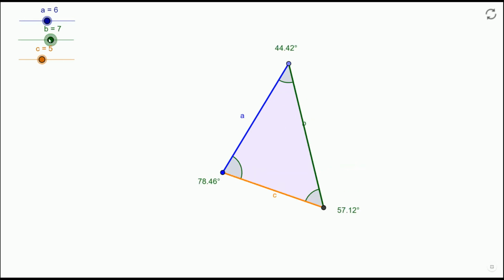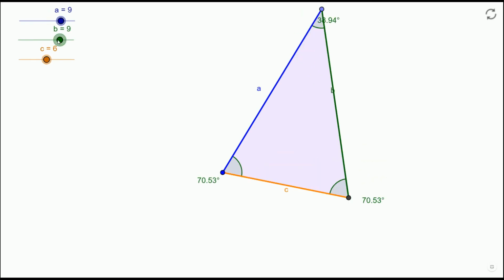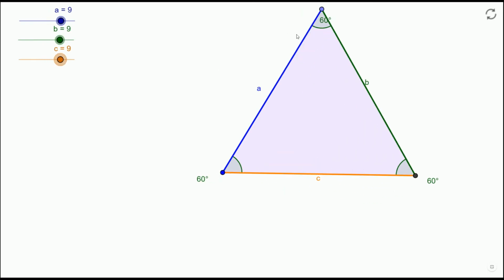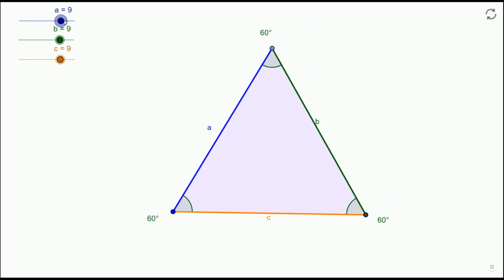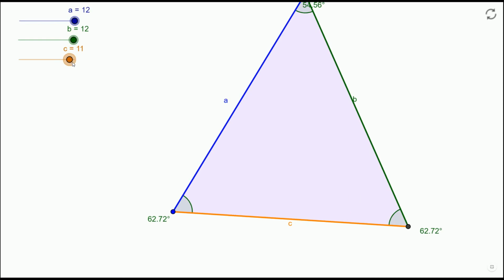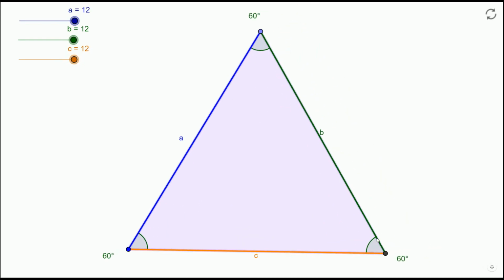Now if I change it into 6, same, into 9 centimeters each, also the three angles will be equal to 60 degrees each. To 12, for example, the three angles will stay equal to 60 degrees. So it doesn't matter what is the length of the three equal sides in an equilateral triangle, the three angles will always be equal to 60 degrees each.